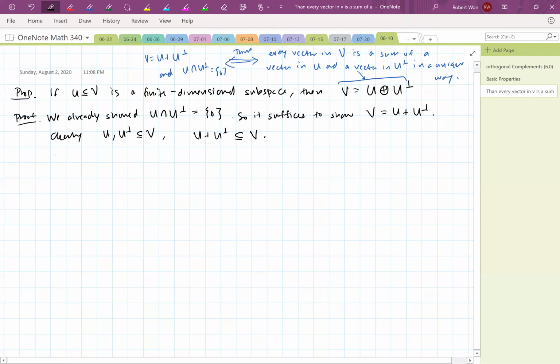Okay, so suppose v is in V. What I want to do is write v as the sum of something in U plus something in U perp. So the first term is going to be in U, so it would be nice to have a basis of U around. In fact, it'd be nice to have an orthonormal basis because I know I can get one. So let's choose an orthonormal basis of U.